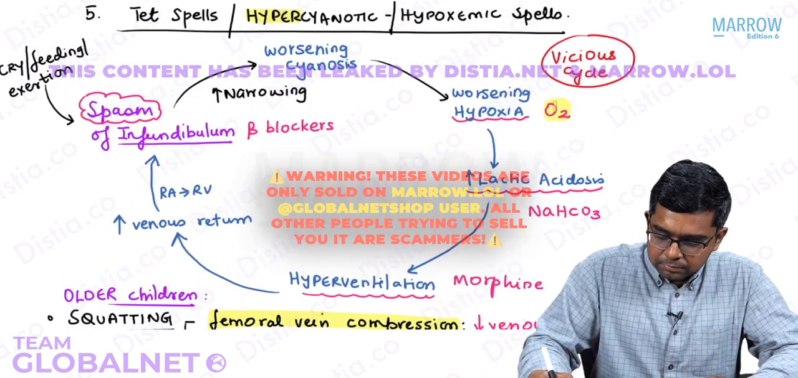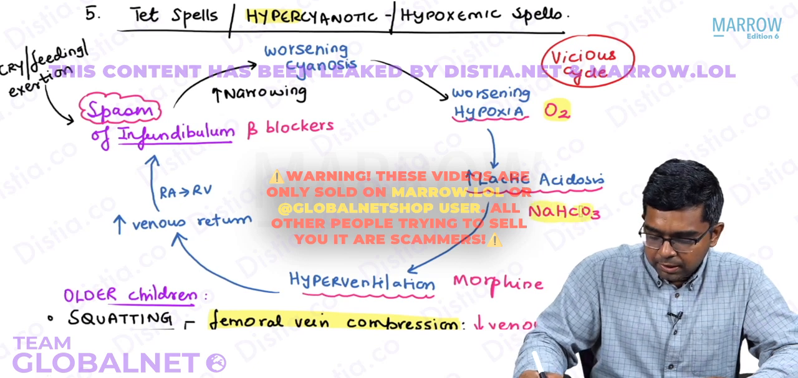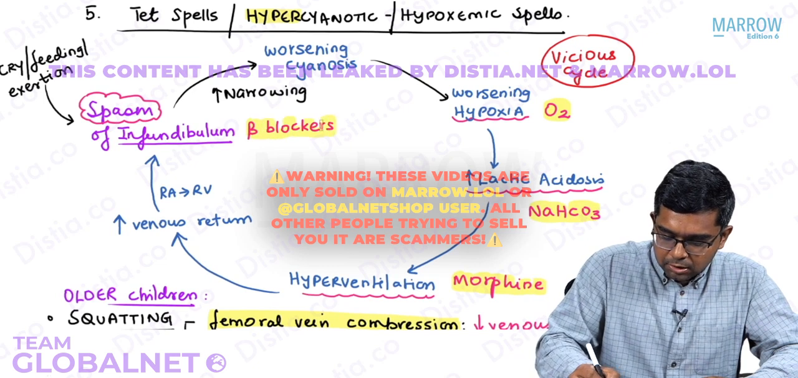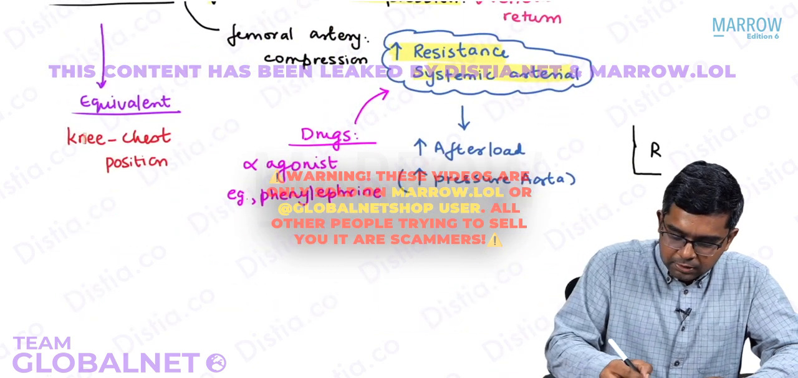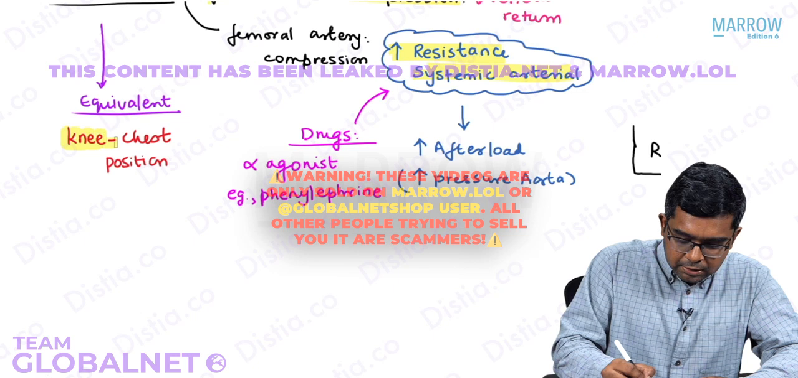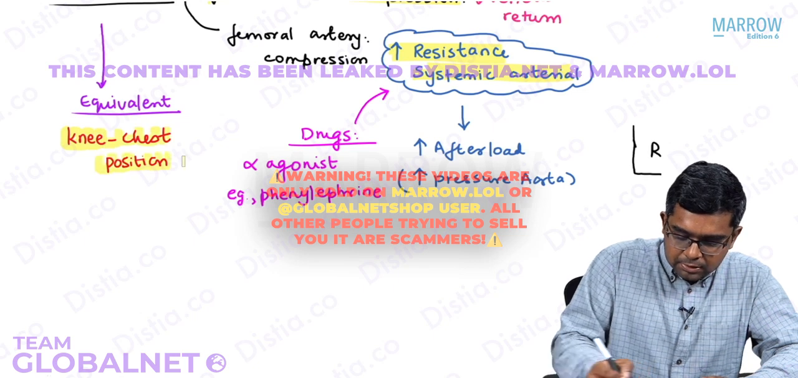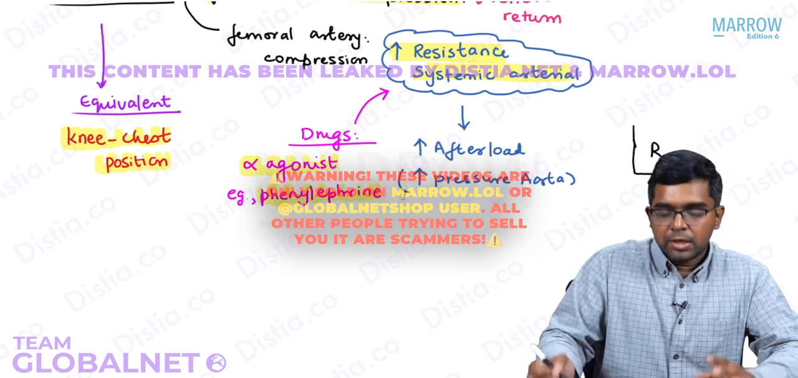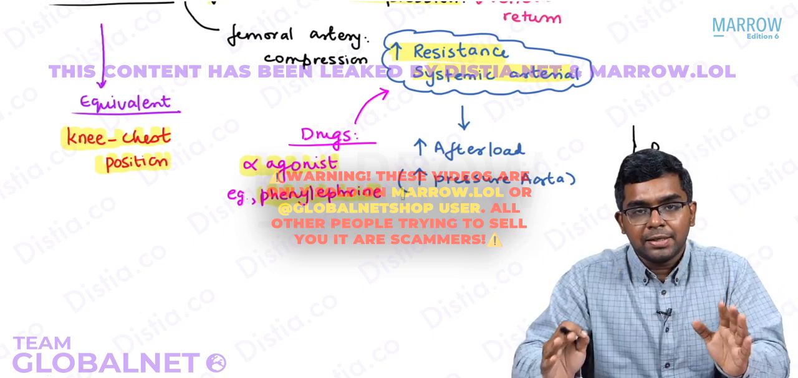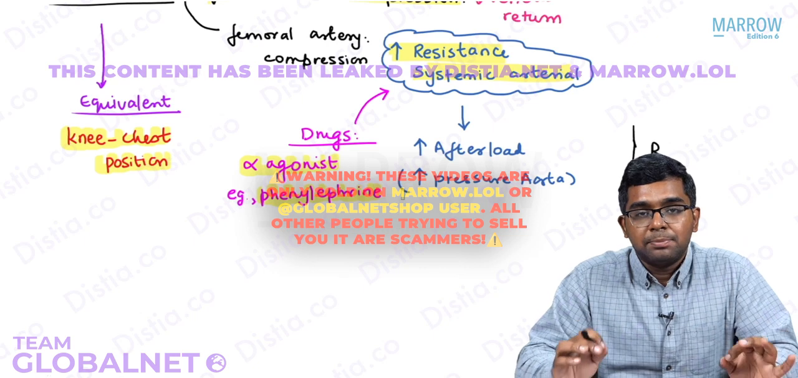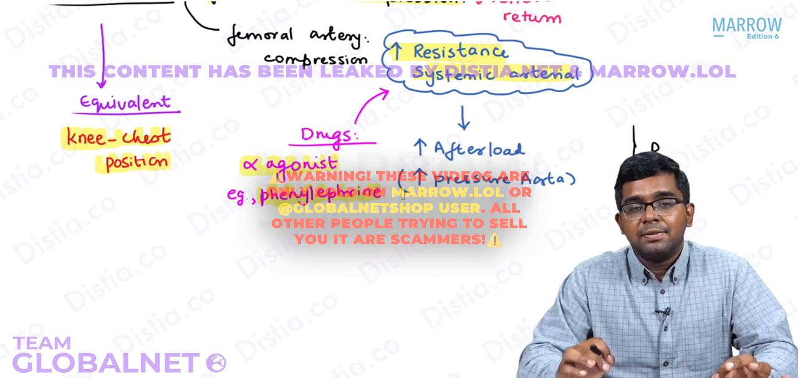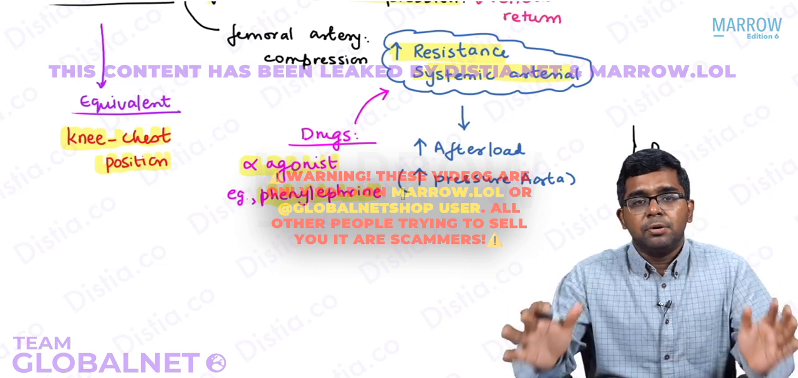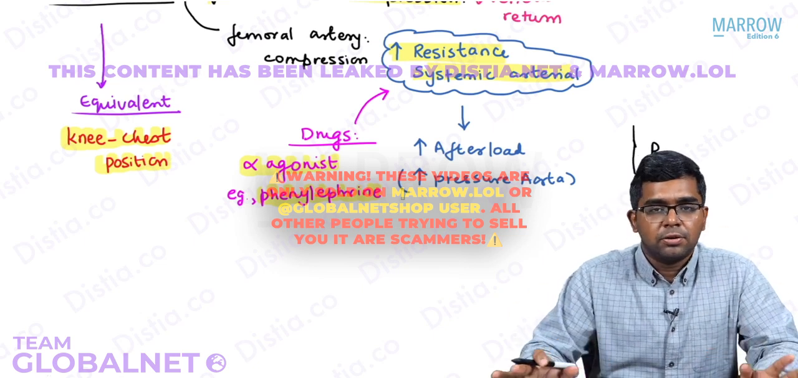Okay, so quickly revise what are all the management aspects of cyanotic spell. One is oxygen, second is sodium bicarbonate, third is morphine, fourth is beta blockers, fifth is squatting or the equivalent, knee chest position, and sixth is alpha agonistic drugs like phenylephrine. So I hope you are able to get an idea of what is the problem in cyanotic spell as well as management of cyanotic spell. So that completes the important complication occurring in case of tetralogy of Fallot.